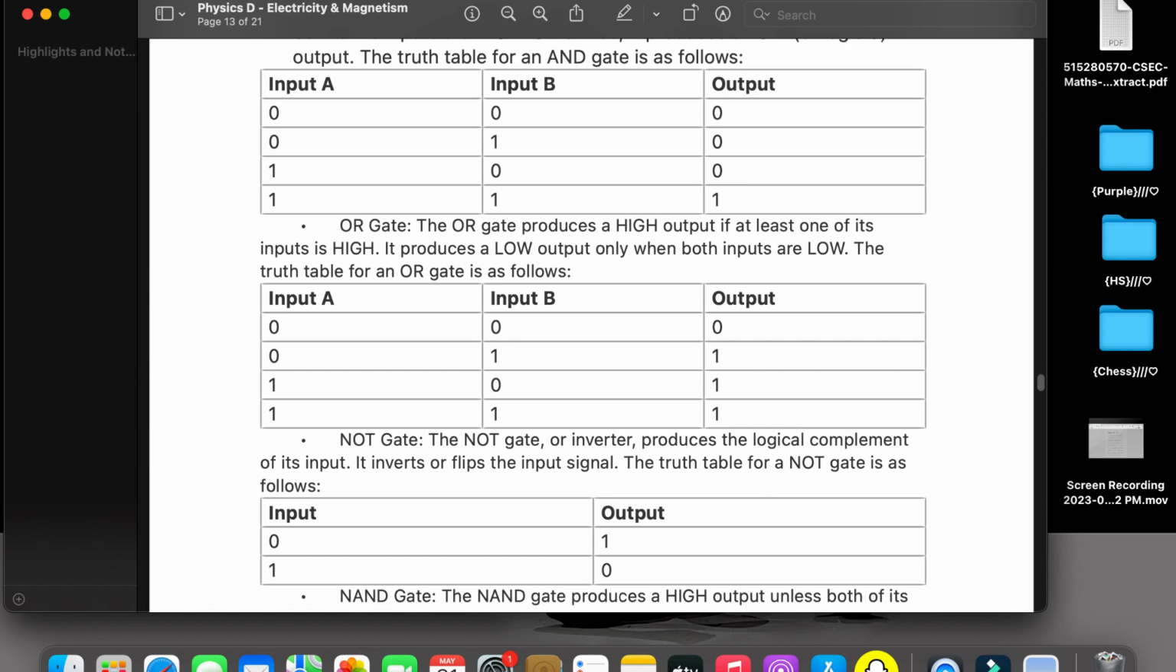NOT gate. The NOT gate, or inverter, produces the logical complement of its input. It inverts or flips the input signal. The truth table for a NOT gate is as follows: input, output: 0 gives 1, 1 gives 0.